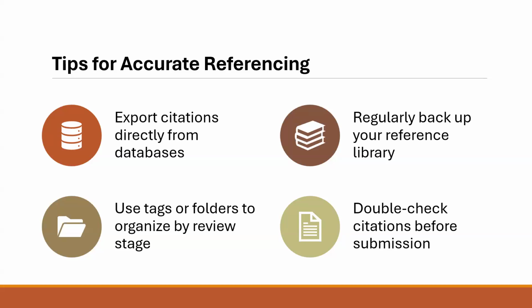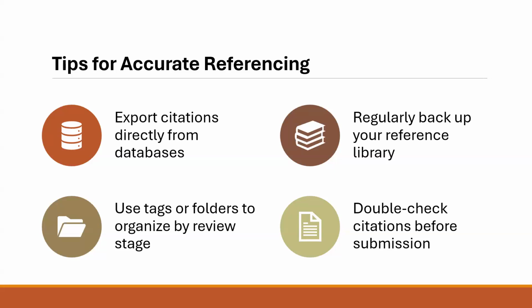So regularly back up your reference library. Along with your reference management system, you can also keep a list of your included studies along with references separately in an Excel sheet, so that if there is any error in your reference management system, at least some backup will be there. So use tags or folders to organize by review stage. As I told, you can arrange and keep your folders separately for your systematic review references, so that you will not get confused or duplicate with your systematic review.